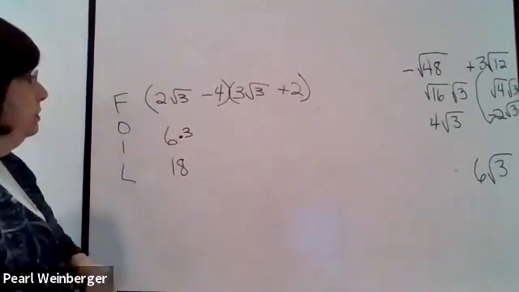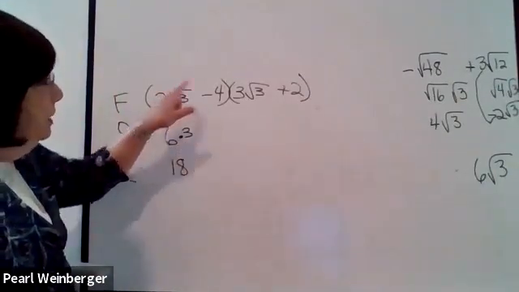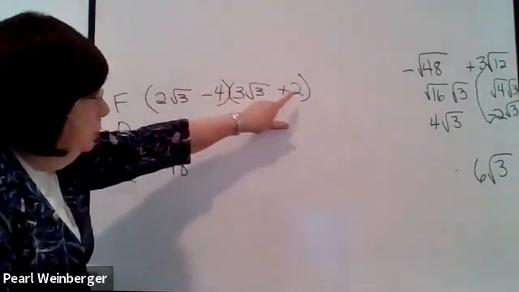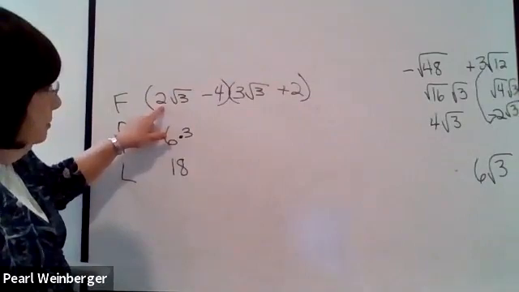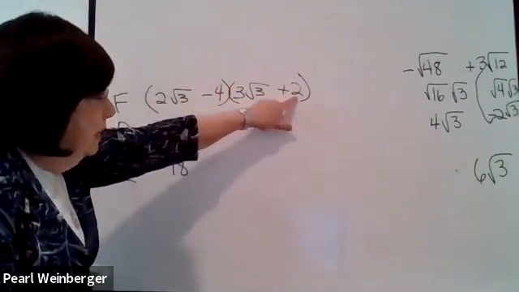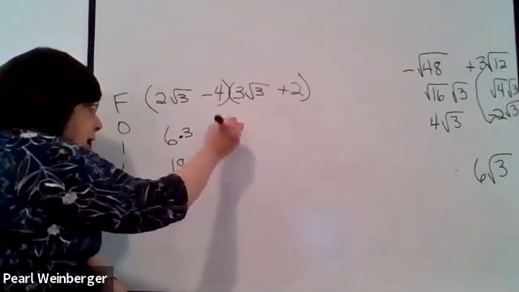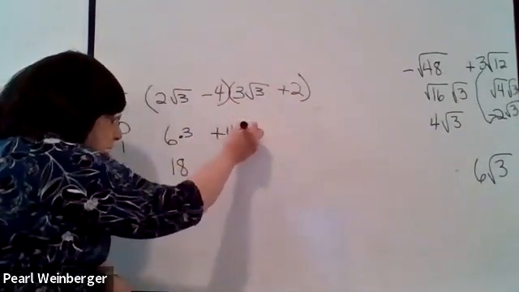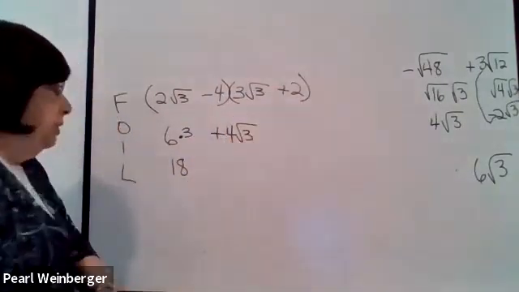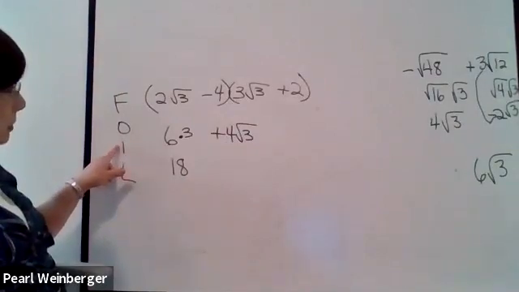So that's my first. Now we do outer, which is 2 radical 3 times positive 2. Now I multiply the 2 over here, which is outside the radical, by this 2. It's not inside a radical, so that gives me 4. And the radical 3, there's nothing to multiply by, so I just bring it down. So that becomes 4 radical 3. That's outer. Now we go to inner.